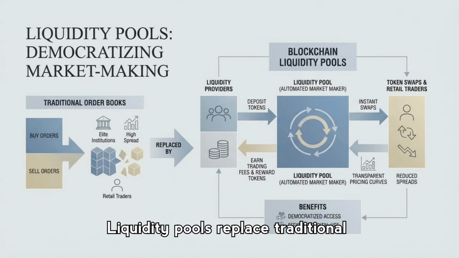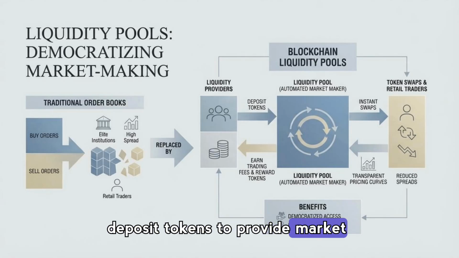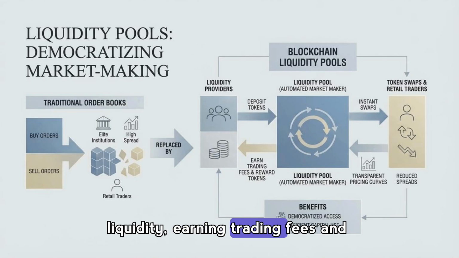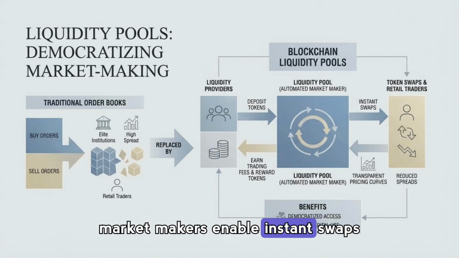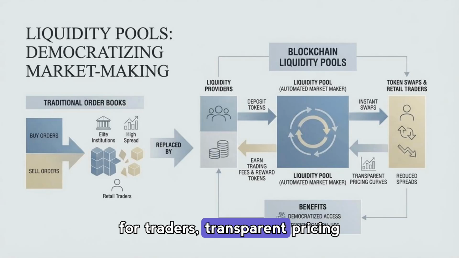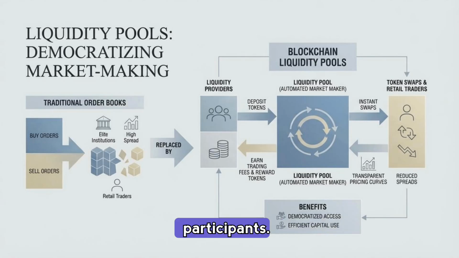Liquidity pools replace traditional order books by letting anyone deposit tokens to provide market liquidity, earning trading fees and reward tokens, while automated market makers enable instant swaps for traders, transparent pricing curves, and reduced spreads, effectively democratizing market making and improving capital efficiency for retail participants.